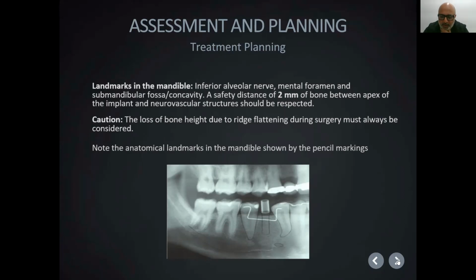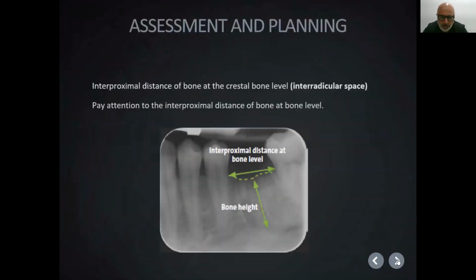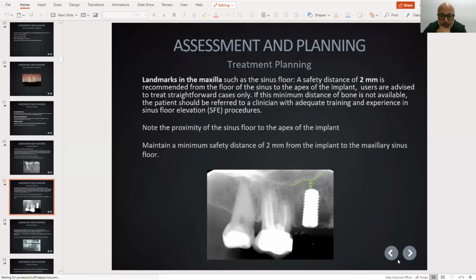Even if you don't have a CBCT, I strongly recommend you send patients for a CBCT. I wouldn't really place an implant without it now. And it also allows you to learn, and I'll show you how in a moment. Okay, the interproximal distance of bone as well, and the bone height. At the crestal bone level, the interradicular space, and pay attention to the interproximal.